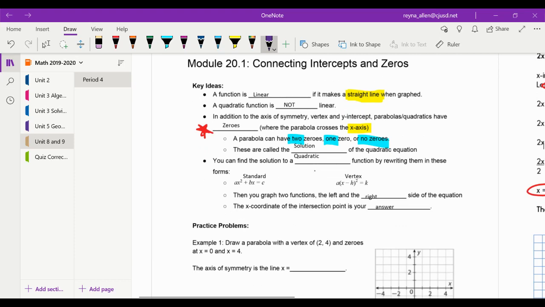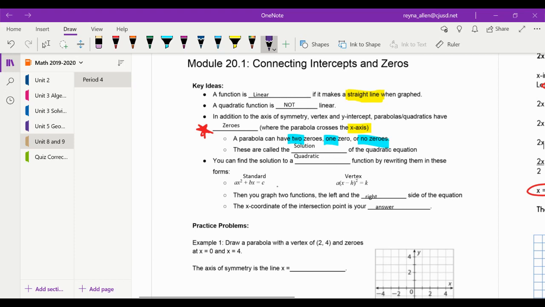You can find the solution to a quadratic by rewriting them in these forms. So if you want to find your solution algebraically, so mathematically, you would just move the c to the other side, or you would put an equal sign in between ax squared plus bx. Normally it would say plus c, but instead now we have an equal sign. That'll help you find your solutions. And so that's standard form. You do the same thing for vertex form. Instead of plus k, it would be equals k, and you would solve for your x.